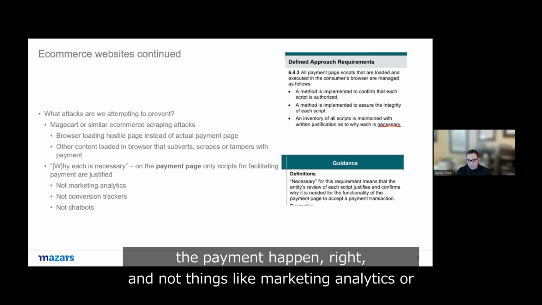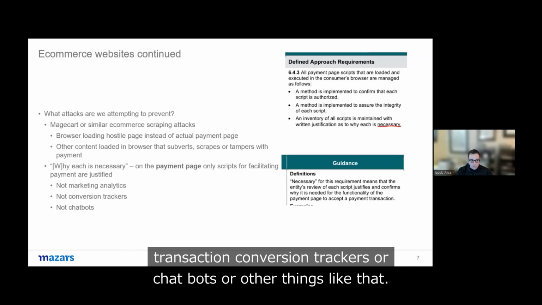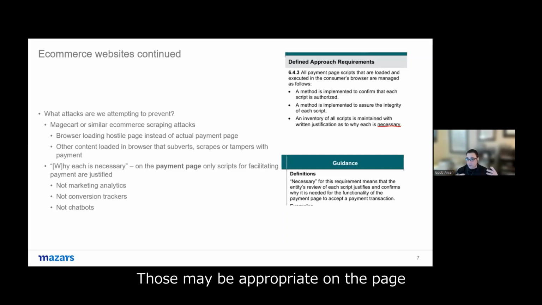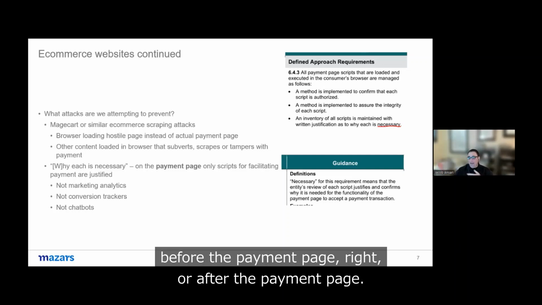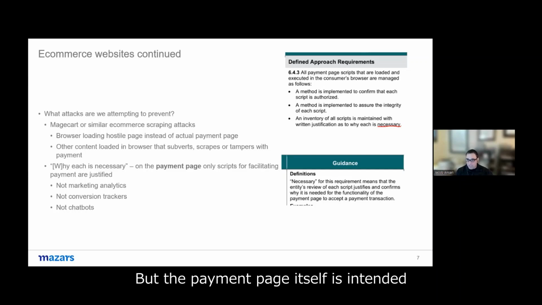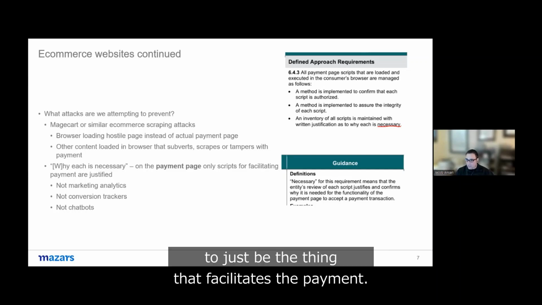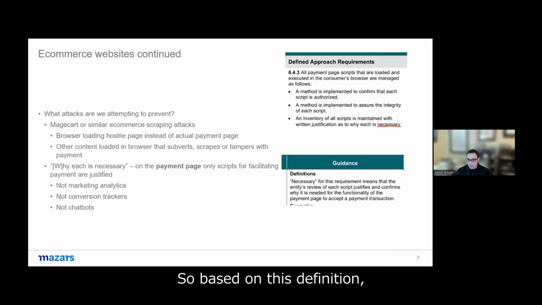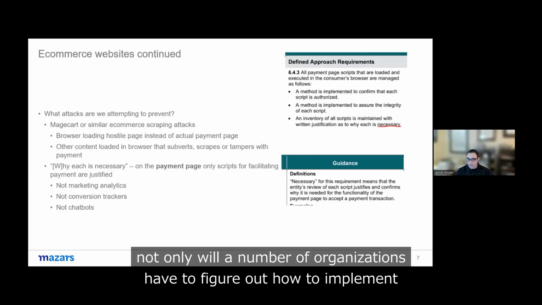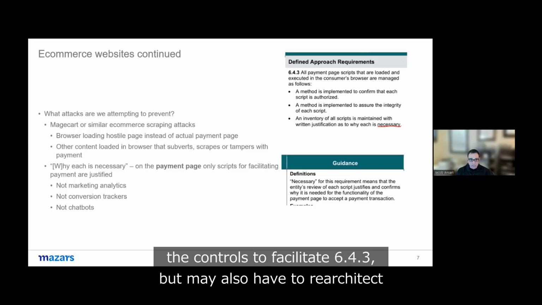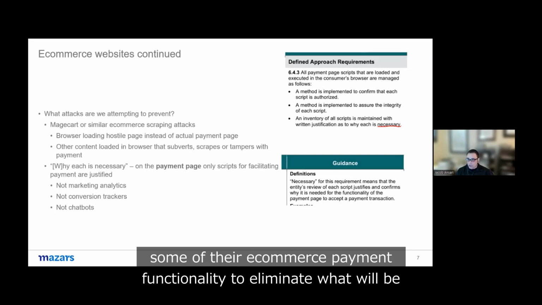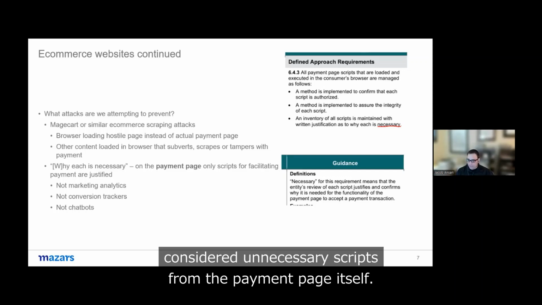And not things like marketing analytics or transaction conversion trackers or chatbots or other things like that. Those may be appropriate on the page before the payment page, right? Or after the payment page, but the payment page itself is intended to just be the thing that facilitates the payment. So based on this definition, not only will a number of organizations have to figure out how to implement the controls to facilitate 6.4.3, but may also have to re-architect some of their e-commerce payment functionality to eliminate what will be considered unnecessary scripts from the payment page itself.